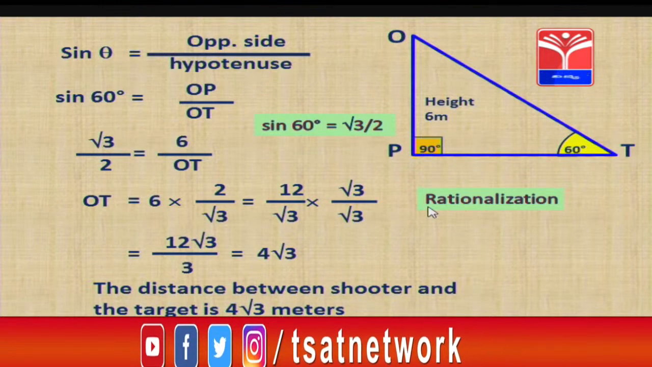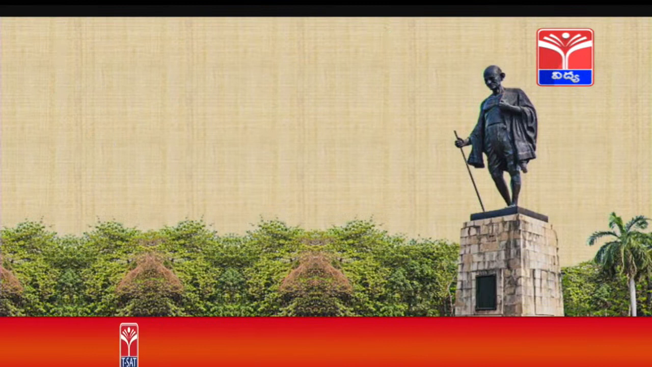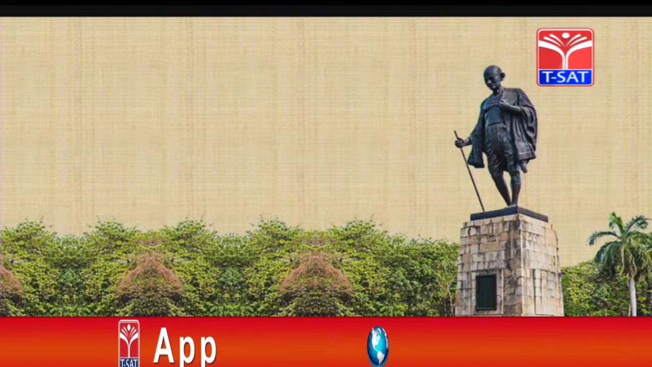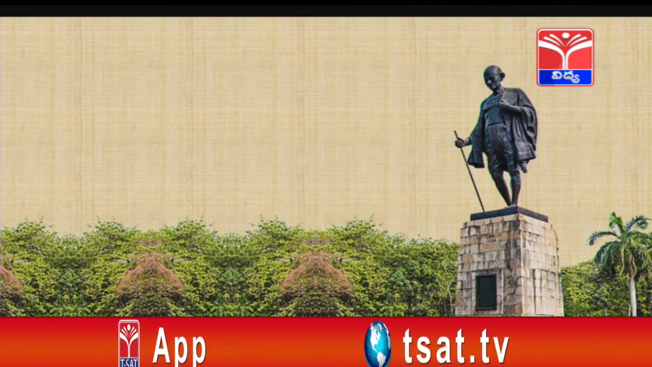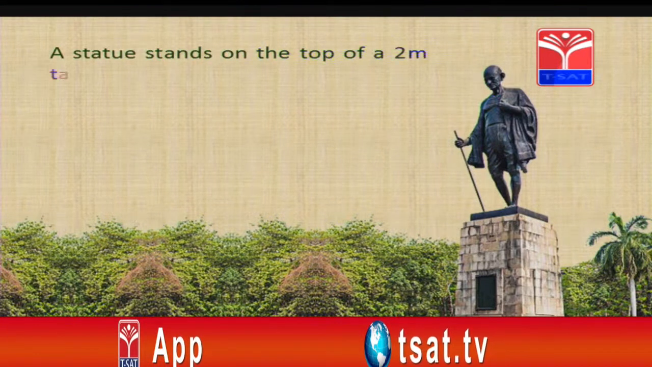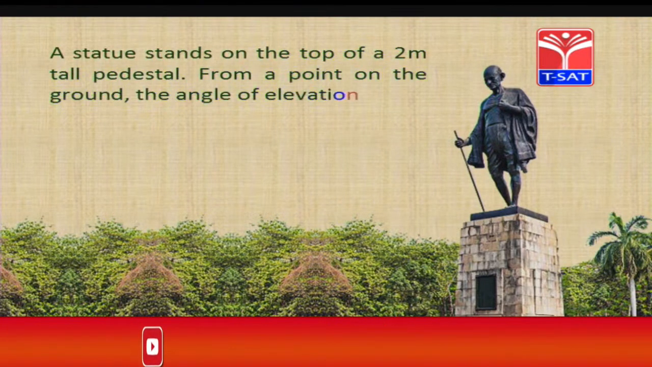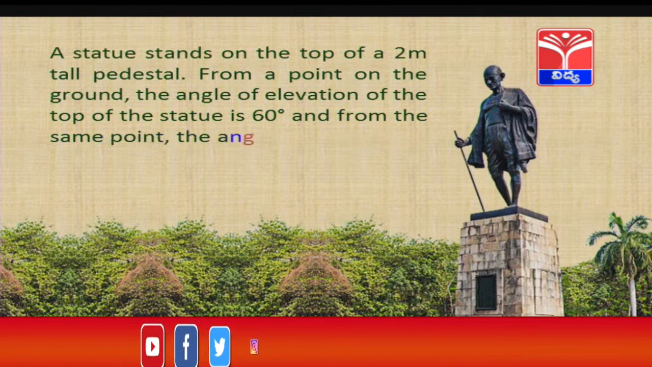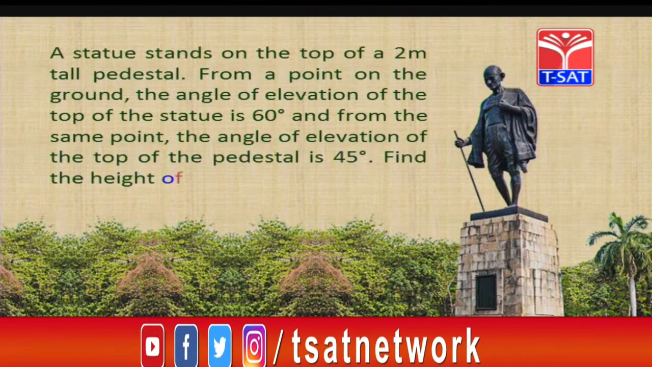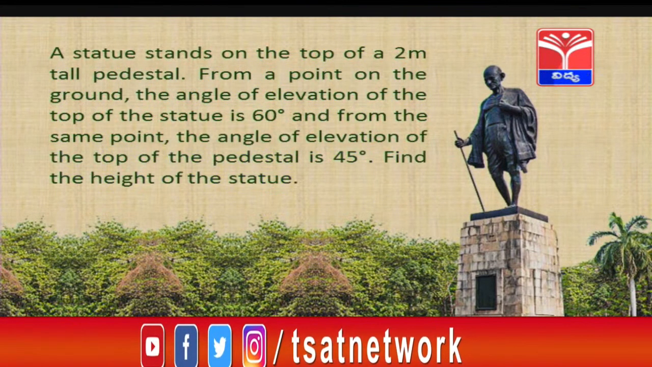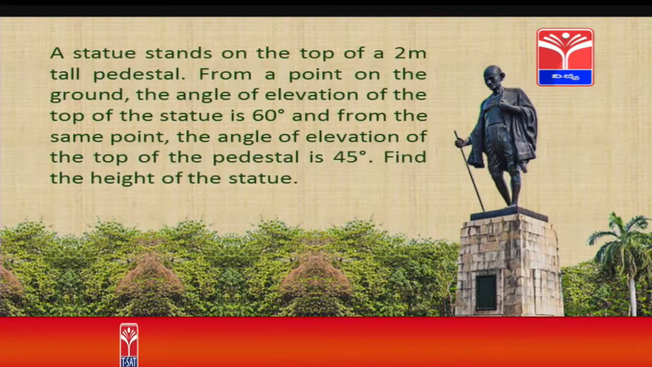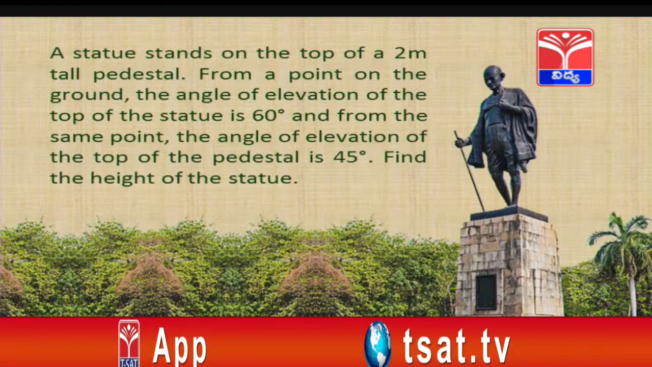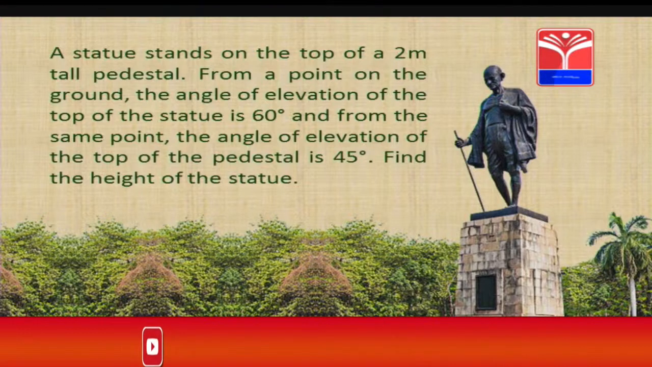Now, we have one more question for you. Please see the statue of Mahatma Gandhi, is it right? And now, let us first discuss the question. A statue stands on the top of a 2-meter tall pedestal. From a point on the ground, the angle of elevation of the top of the statue is 60 degrees, and from the same point, the angle of elevation of the top of the pedestal is 45 degrees. Find the height of the statue.